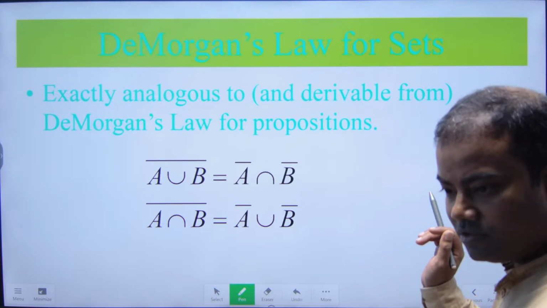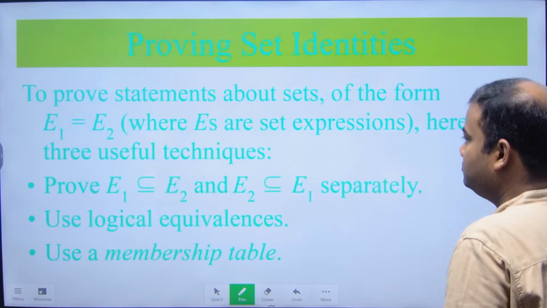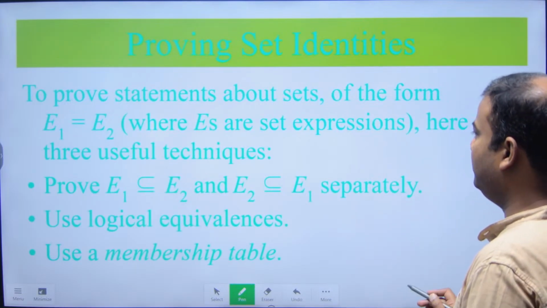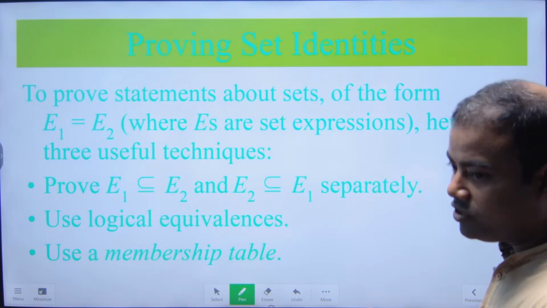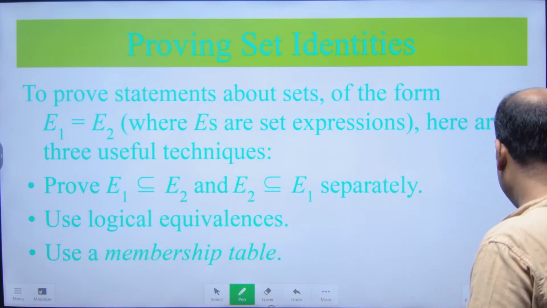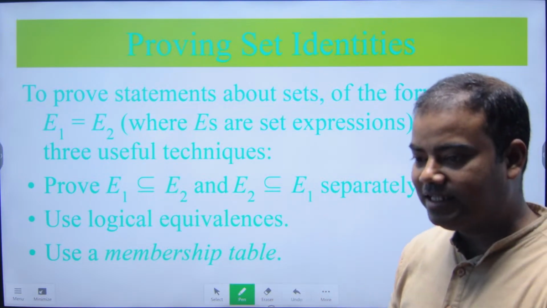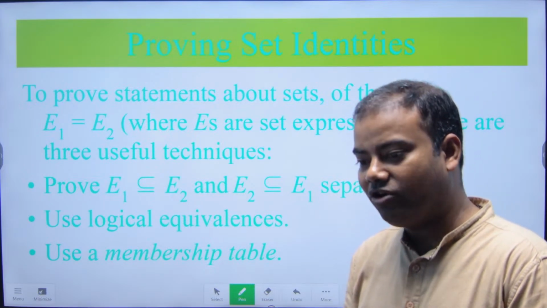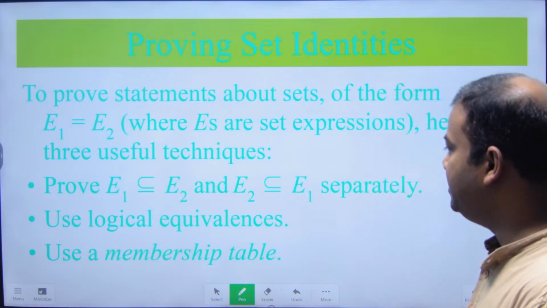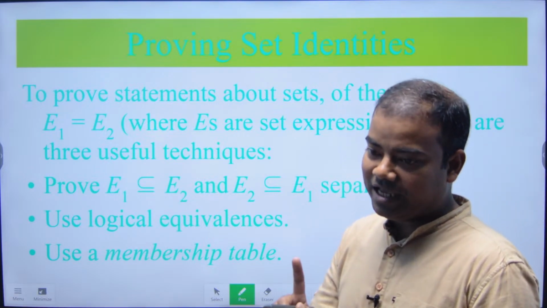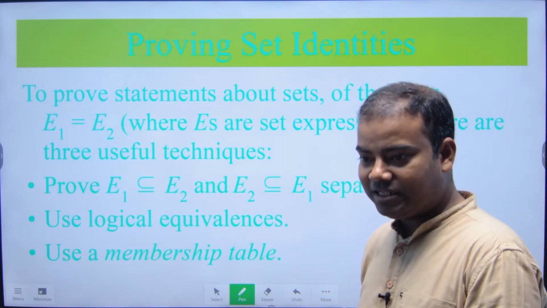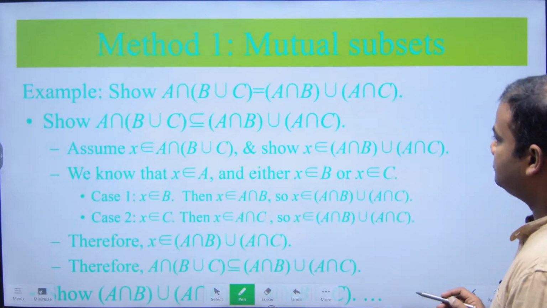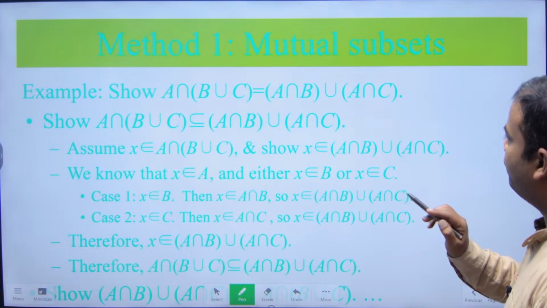De Morgan's law, you know. Proving set identities, okay. Like truth table, here also there is table. Using table you can say that some sets are equivalent or not. Here also you can make, means if elements are present then you make as 1, if elements are not present then you make as 0. So like that you can create a table and then you can prove anything.